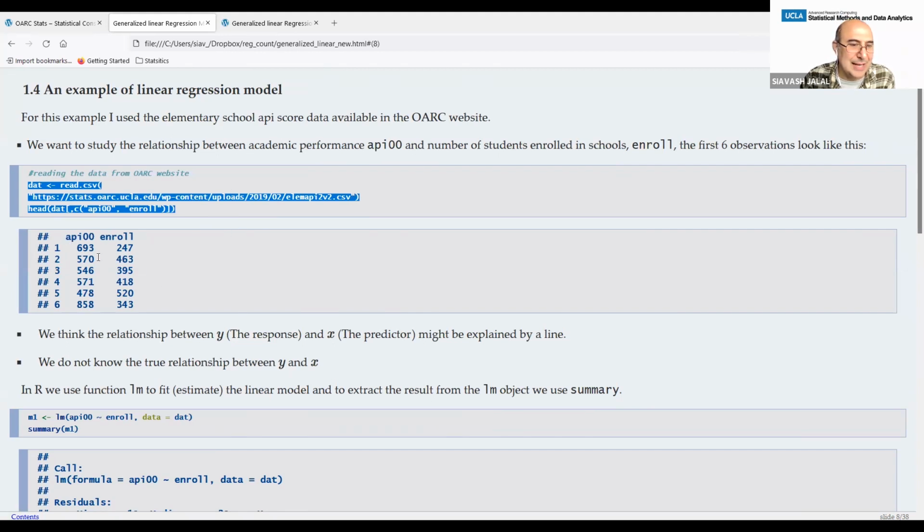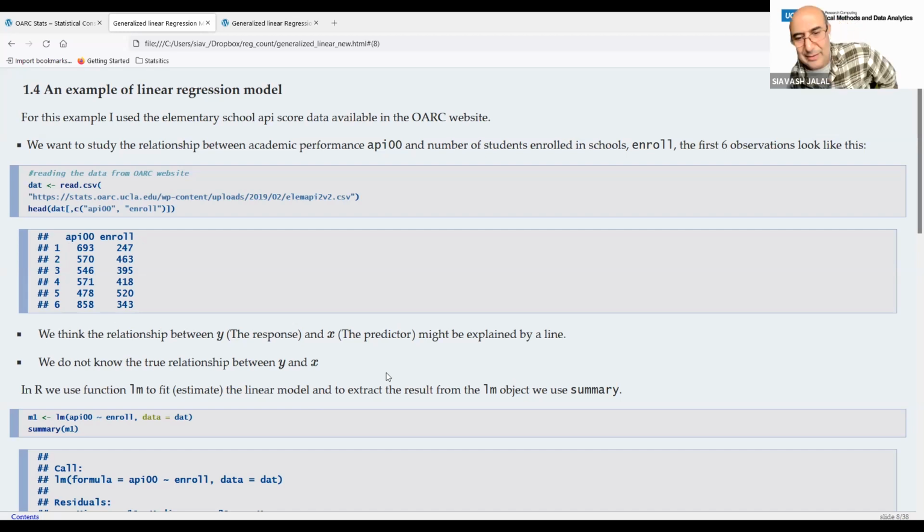And then you see the variables are like this. So API is somewhere around 500, 600, 800, and number of enrollments. We think that the relationship between enrollment and API score is linear. So basically, this is the question: how does an increase in the number of enrollments in the school change the average performance of a student in the school?